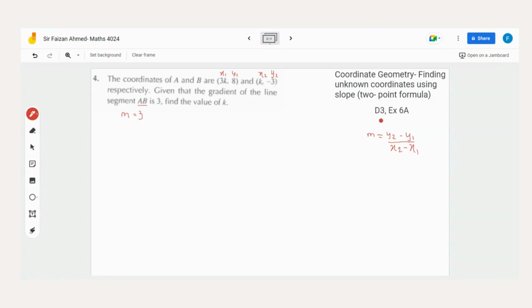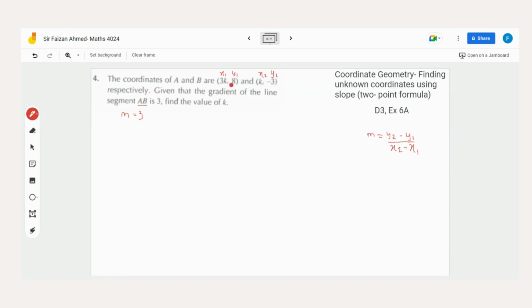This is a question from exercise 6a. The book is D3 and let's just read out the question first. The question says the coordinates of A and B are 3k, comma 8 and k minus 3.